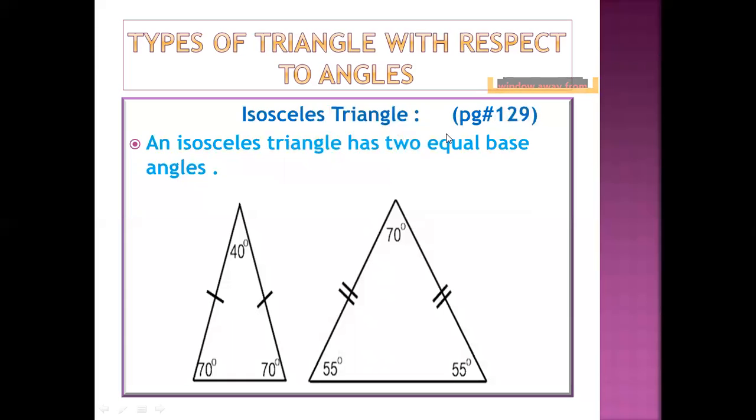Isosceles triangle with respect to angles. In isosceles triangles, two angles are equal. Two angles are equal and they are called base angles. This is called the base of the triangle, and you see clearly 70 and 70, they both are base angles, they are equal, and the third angle is of 40 degree. Same in the other triangle 55 and 55, they both are base angles and 70 is the vertex angle. The base angles are equal.